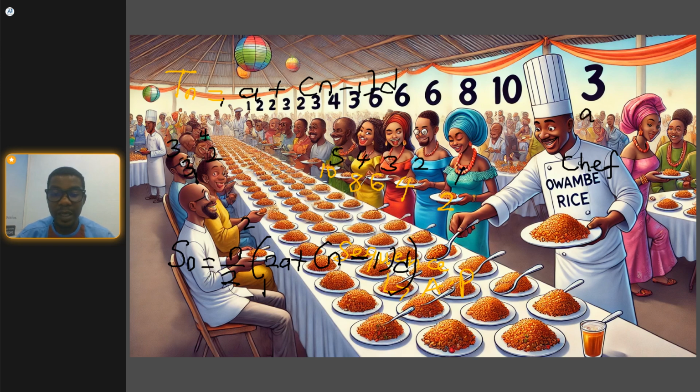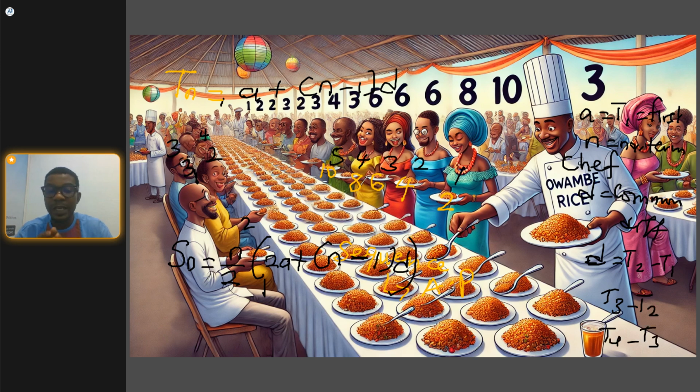Here we said a is equal to T1, which is the first term, n is the number of terms, and d is the common difference. D is what? Common difference, where d can be calculated as T2 minus T1, or T3 minus T2, or T4 minus T3. So we explained the formula, and we were able to take one question under the first formula and another question under the second formula.